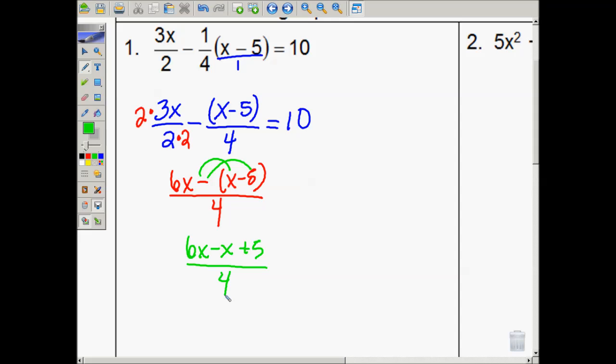I distribute my negative, because what's technically here? A negative 1. So I distribute my negative 1. Now how do I keep simplifying it? I get 5x plus 5 over 4, and this all equals 10, just bringing my 10 down. At this point, can you solve that? Yes. Solve it by yourself.